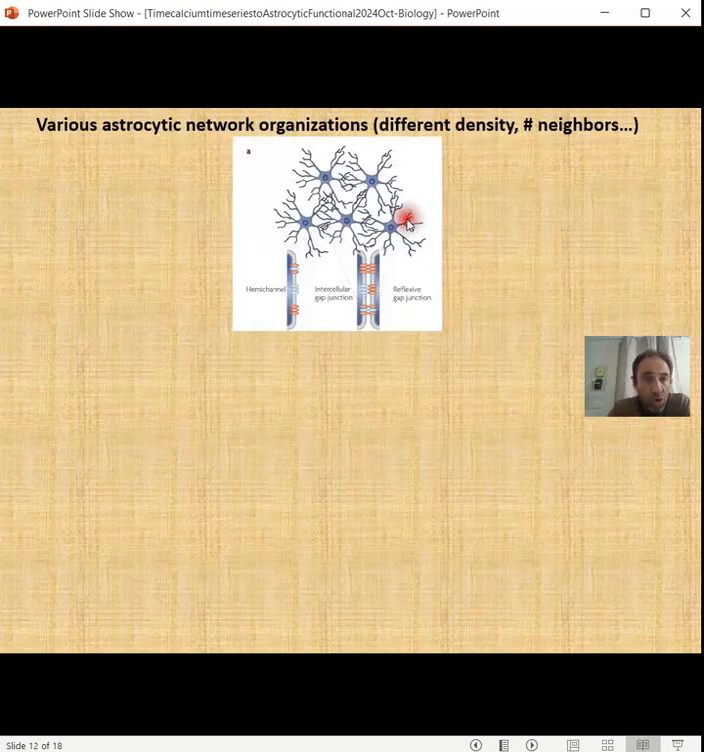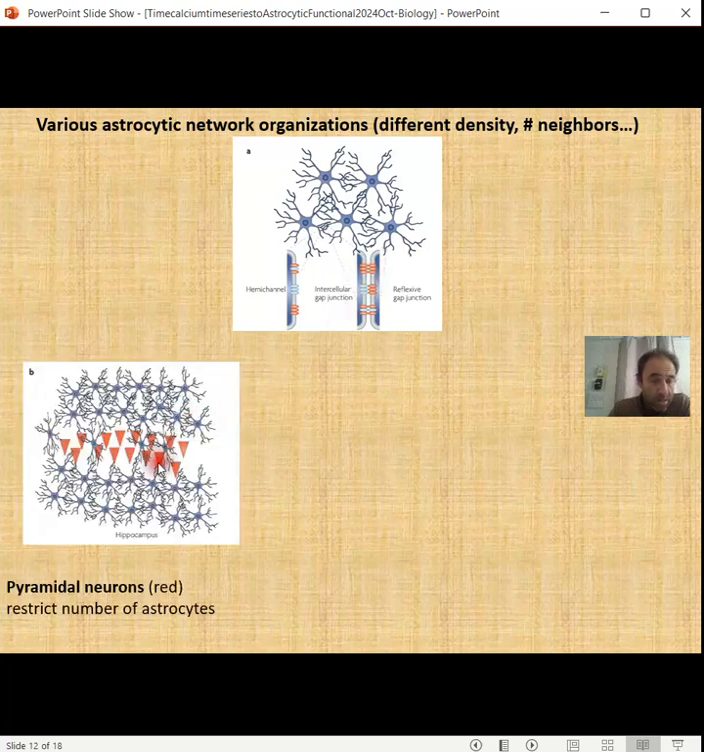Okay, so we discuss here the astrocytes, how they are connected through these gap junctions. And what is interesting is that according to the region of the brain, here the hippocampus, some neurons, such as the pyramidal neuron, can result in local depletion of the astrocytic density, suggesting that different regions of the brain will be associated with a different concentration and organization of astrocytes.